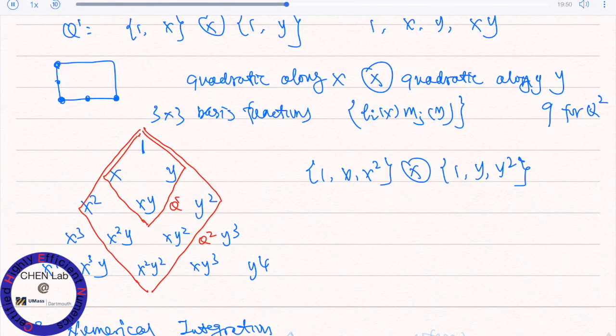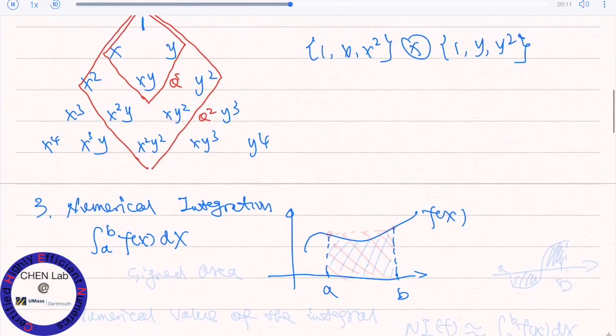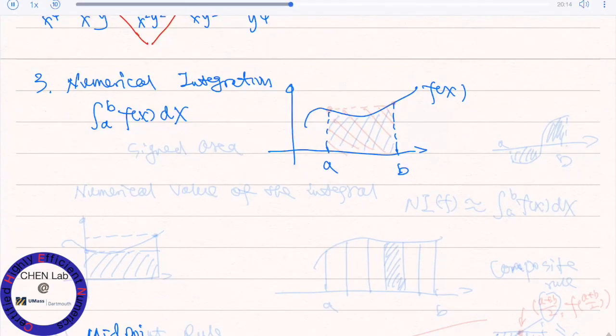So we have a function f of x, and we need to integrate from a to b. What's the meaning of this integral from a to b in relation to this shaded area? It's the area of the shaded area.